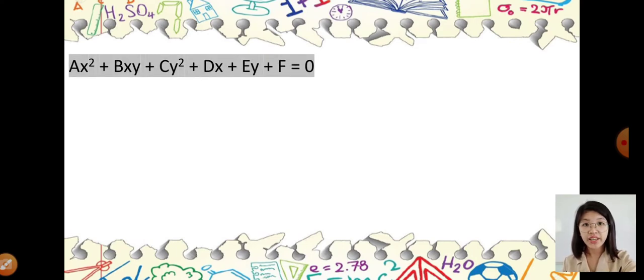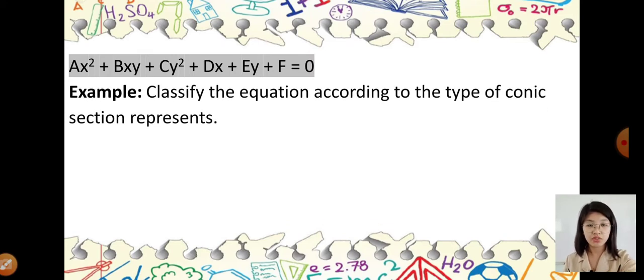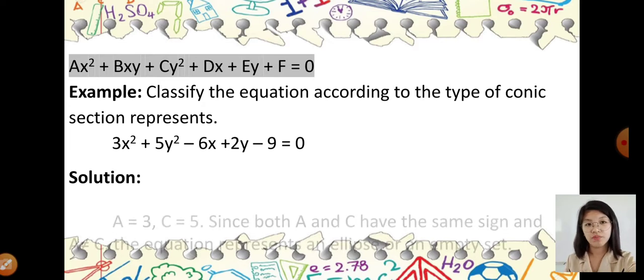So this is a general quadratic equation, and let's have an example. Classify the equation according to the type of conic section it represents. Kagaya ng mga sinabi kong cases kanina, in-identify ko kung anong type of conic section. So this is the equation. 3x squared plus 5y squared minus 6x plus 2y minus 9 is equal to 0. So, paano natin siya ma-identify? So, this is the solution.